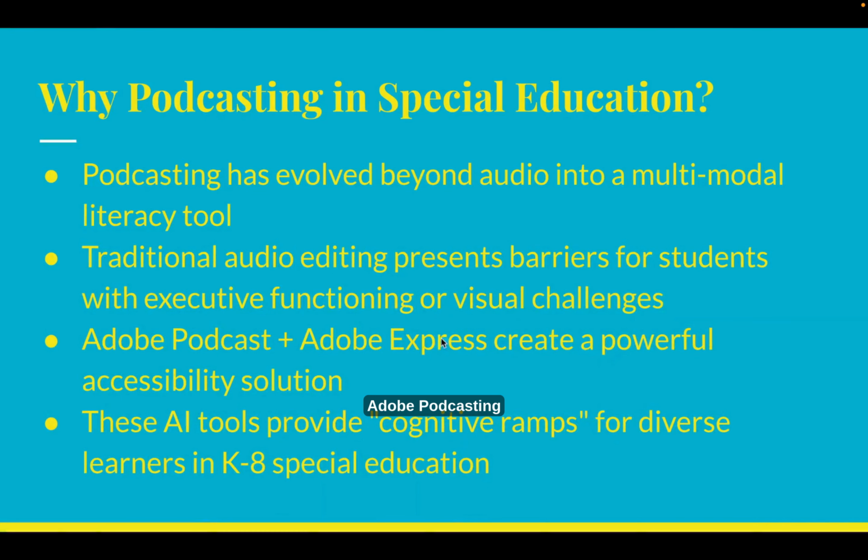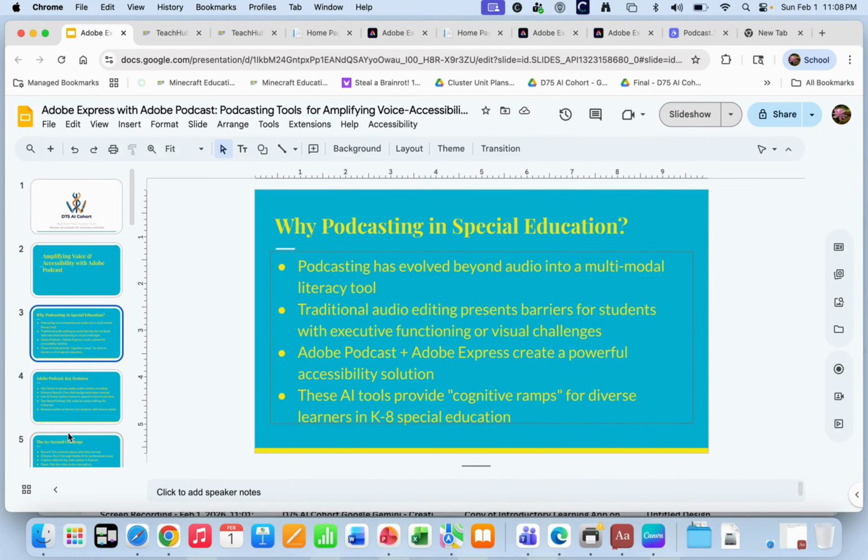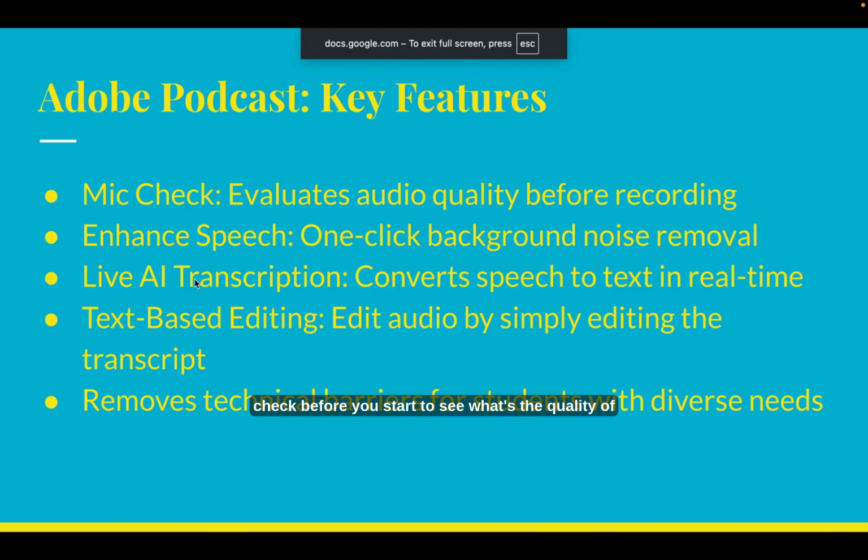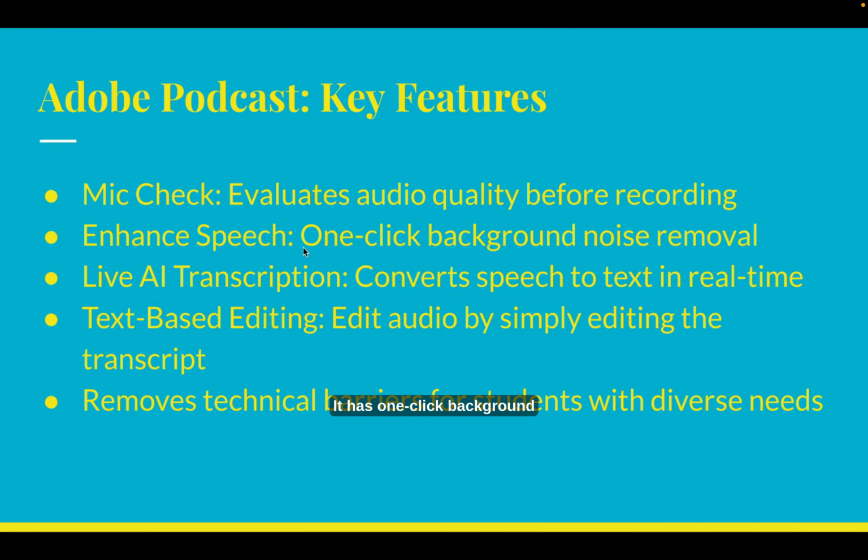So Adobe Podcasting is an audio editing tool. However, you can export it. Some of the key features that it has: a mic check before you start to see what's the quality of your recording. It has one-click background noise removal, which is the Enhanced Speech feature. It also has live AI transcription. This is the AI part. So as you're speaking, it converts your speech to text in real time.